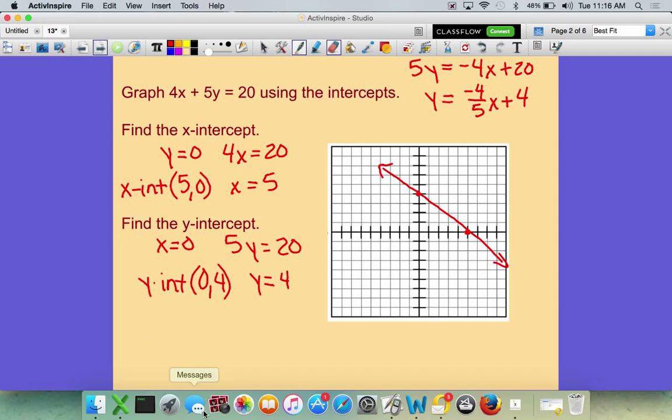Well, look at that. Those 2 points are already on there, right? 5, 0, over 5 up 0. For our y-intercept, 0, 4. There it is. There's our 2 points. 2 different ways to do it, and you get the same answer.